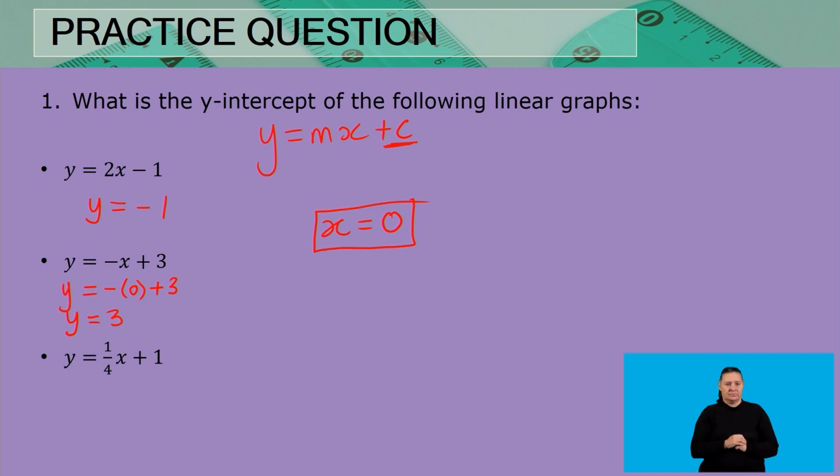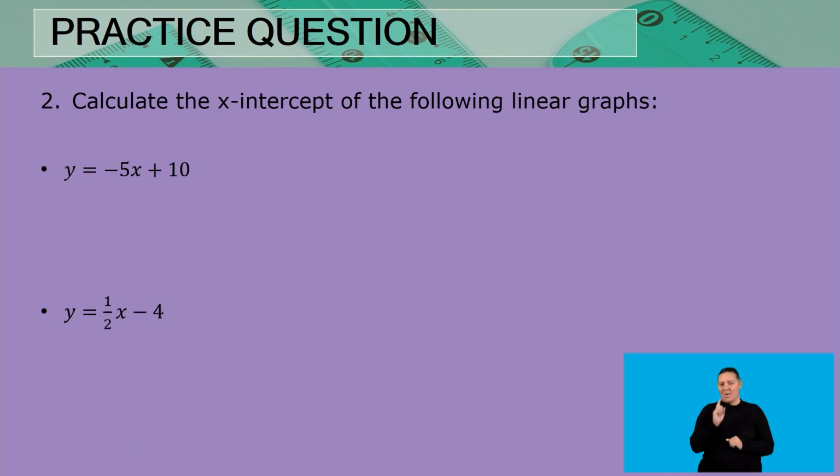Let's look at the last equation there. What is our y-intercept there? We just look in the place of c from our standard form, and that gives us the value of 1. So the y-intercept there is 1. Let's look at the next question.